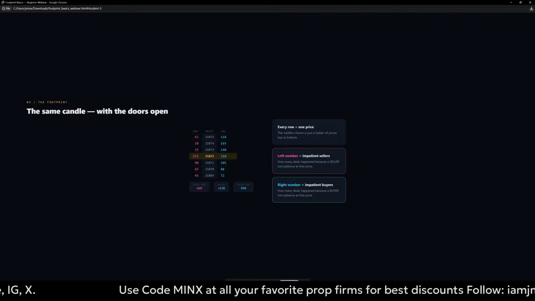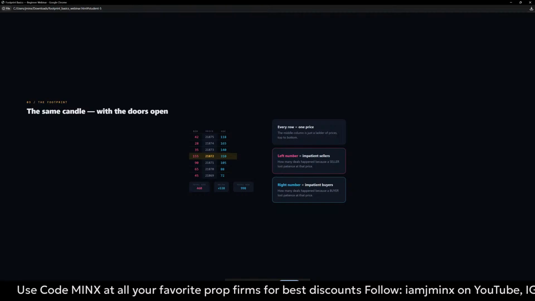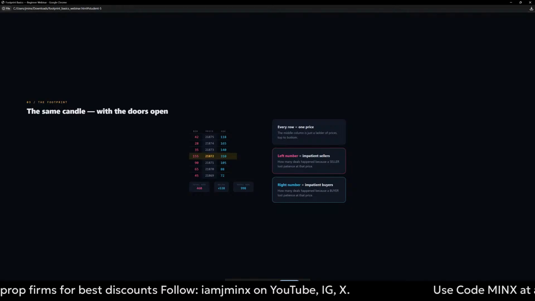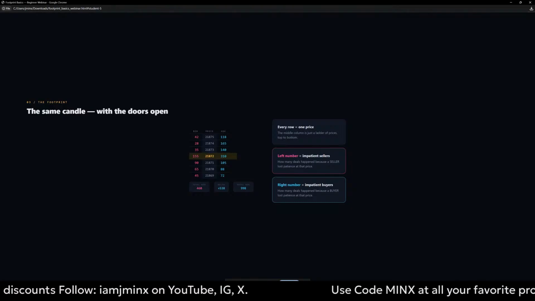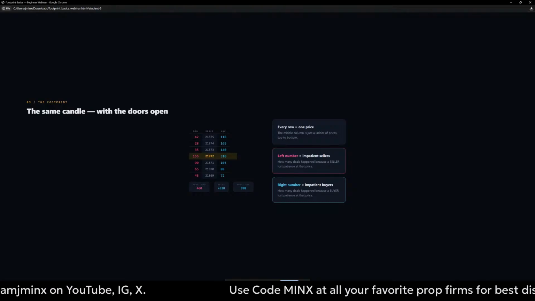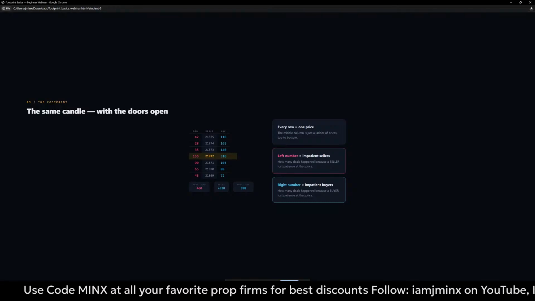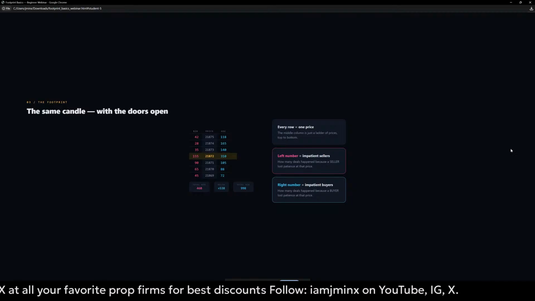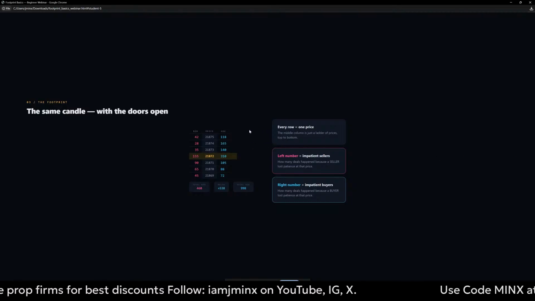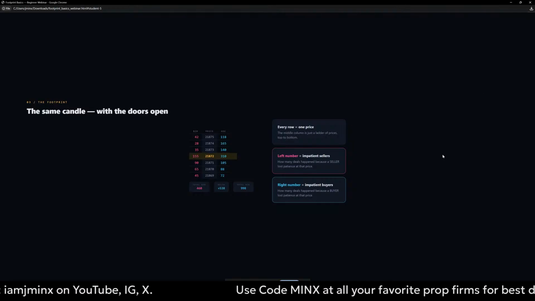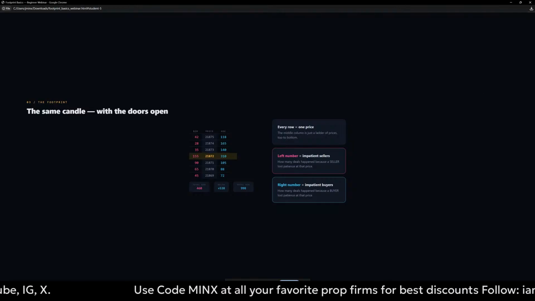If you look at this candle, this is a footprint candle. Same 5 minutes, same price move, but now the doors are open and you can see every deal that happened inside. Don't let the wall of numbers intimidate you. There are only 3 things in here. The middle column is the ladder of prices. Mine is actually on the right side, so you can change that up however you want.